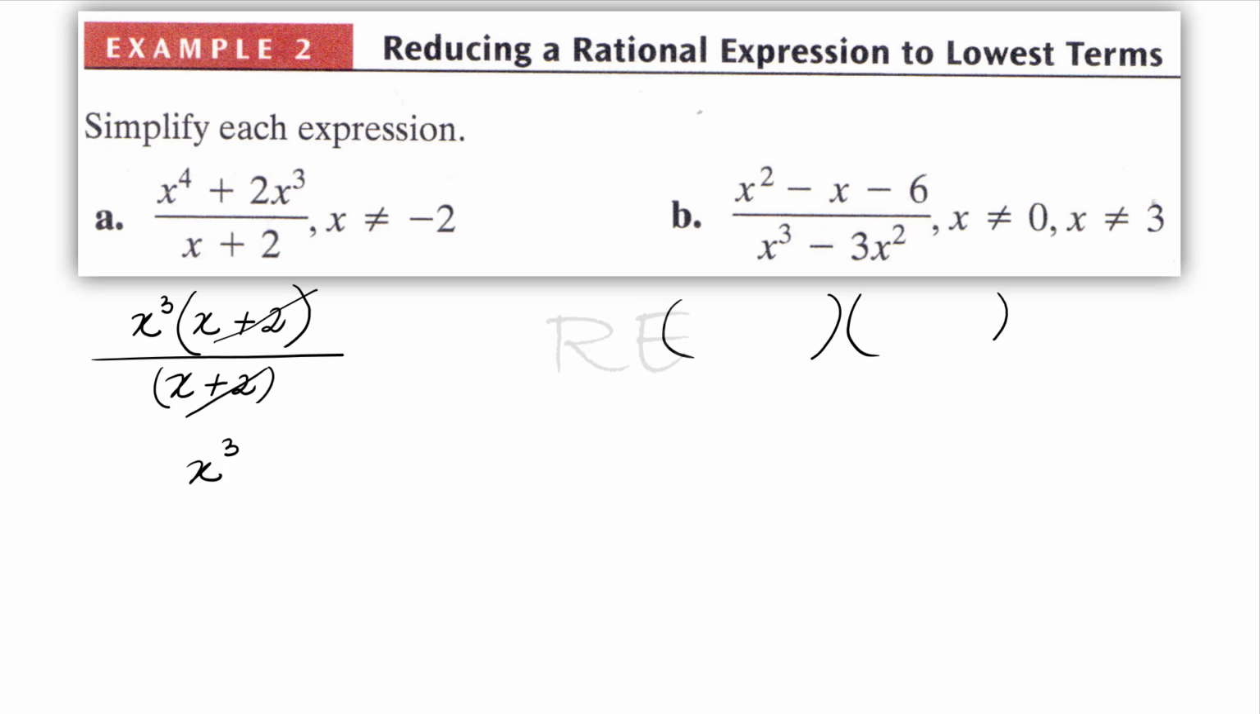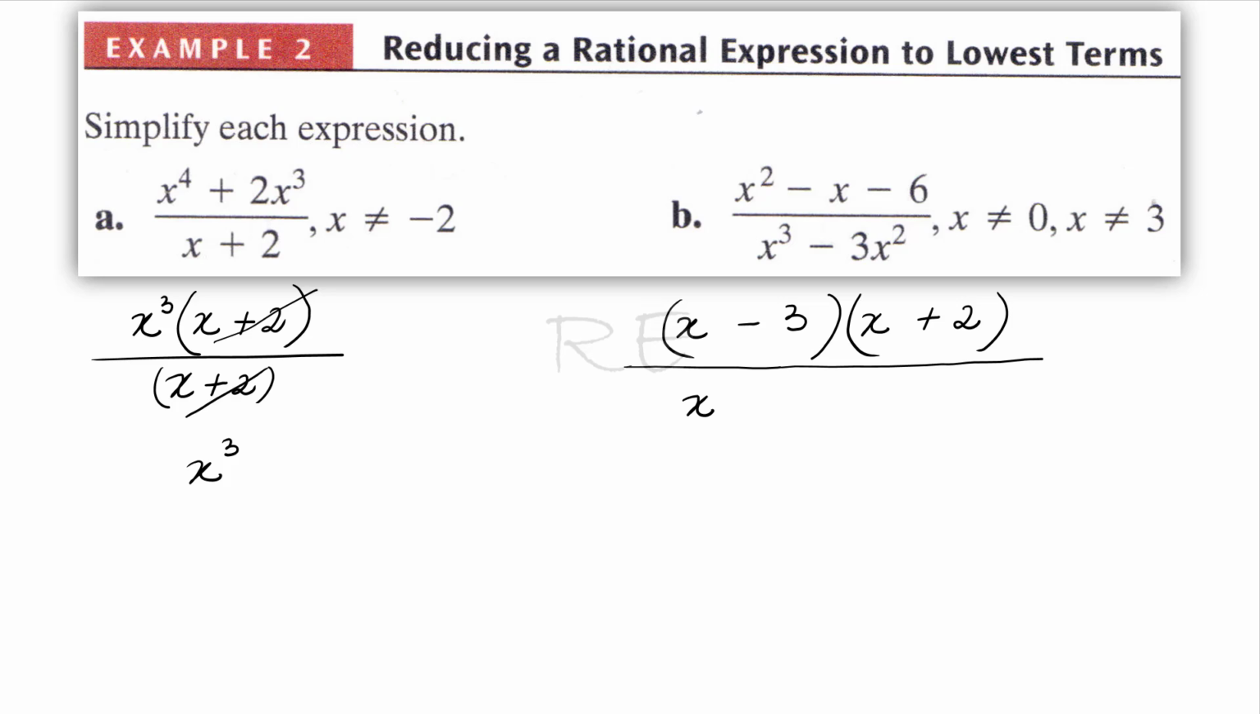X squared minus x minus 6 can be factored as x minus 3 times x plus 2. Negative 3 times positive 2 is negative 6. Negative 3 plus 2 is negative 1.